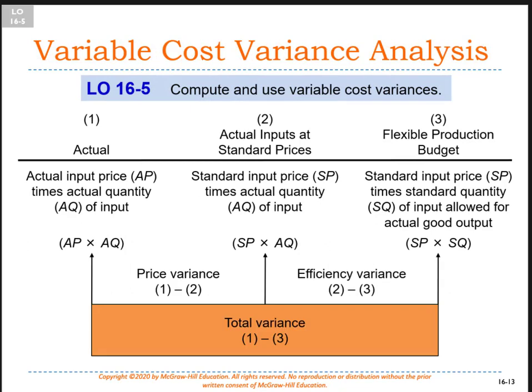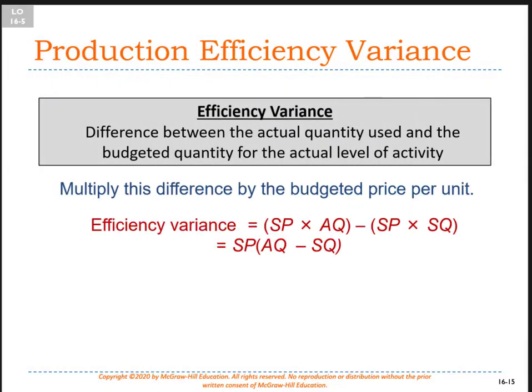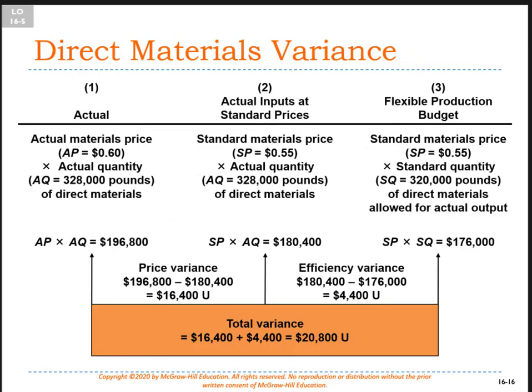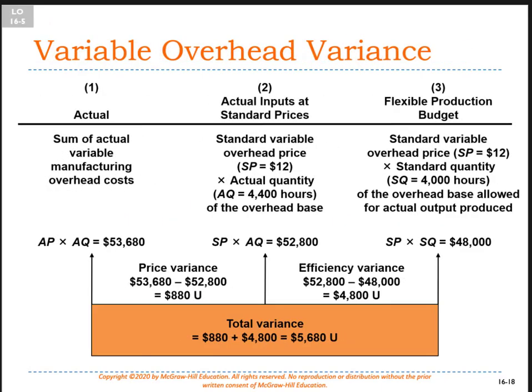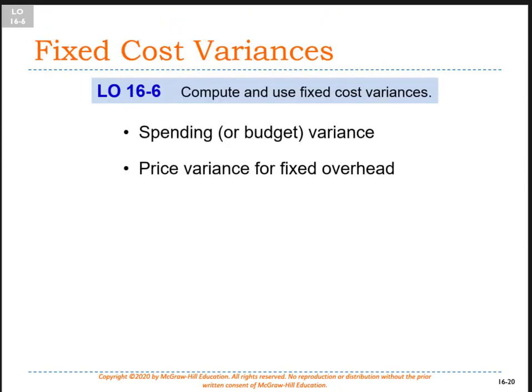And that's good to know if we're going to try to prevent that from happening in the future. If we don't know what the details are, it becomes very difficult to be able to respond. Okay? So that takes care of our variable manufacturing costs. What about fixed?